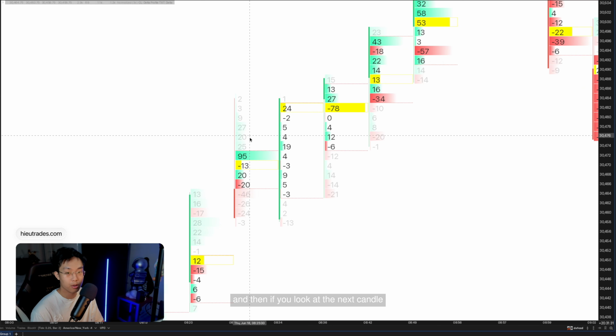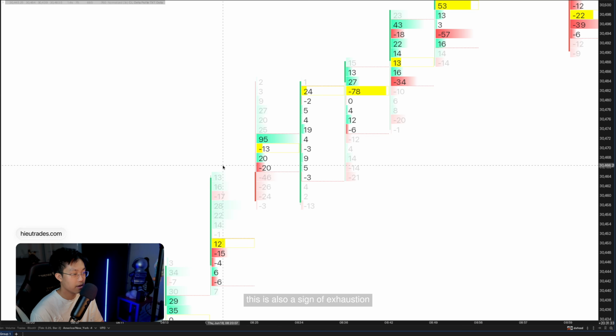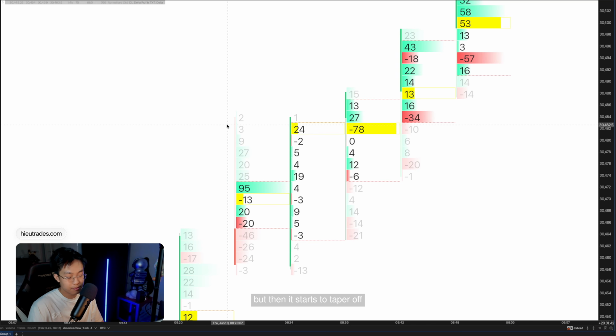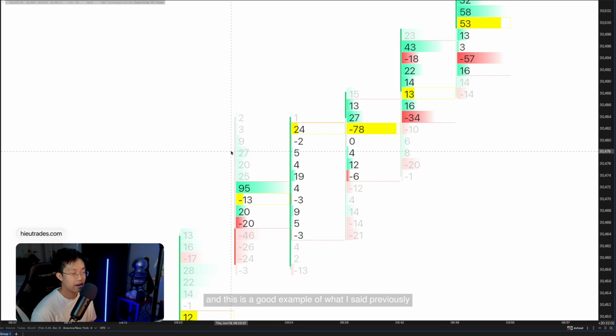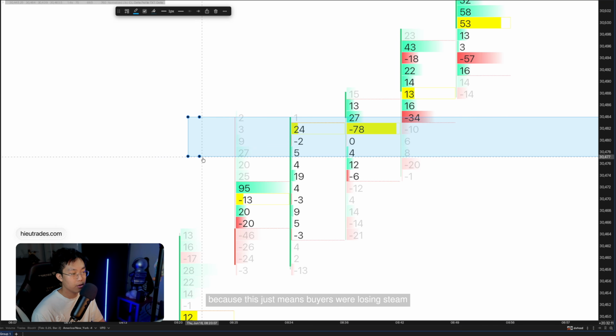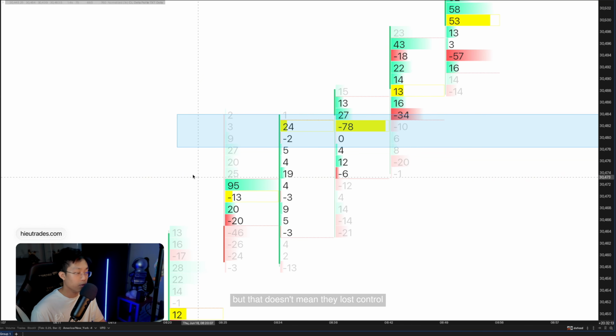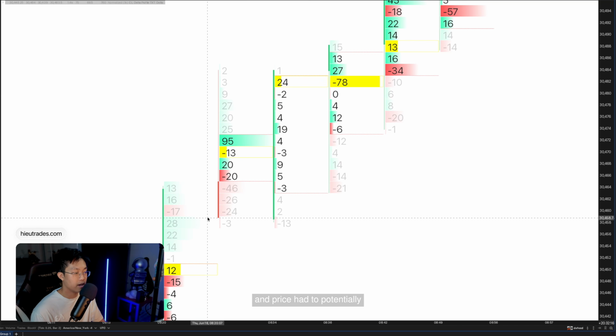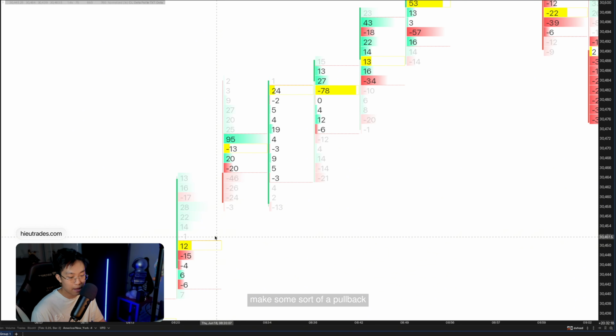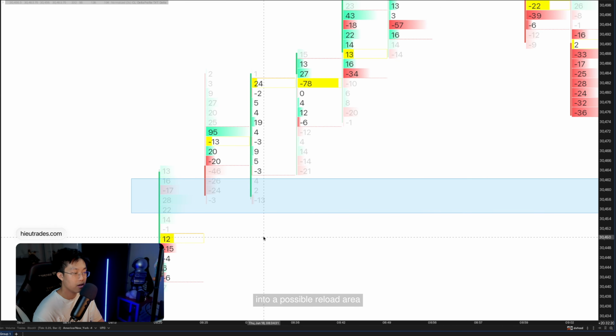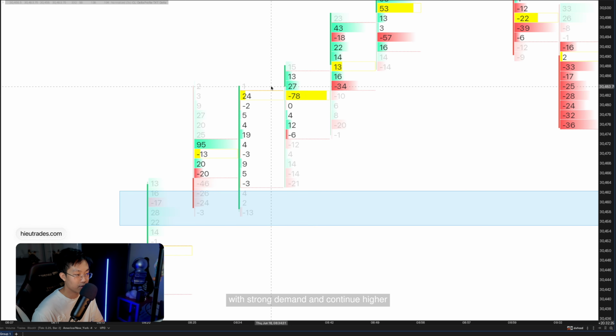And then if you look at the next candle, this is also a sign of exhaustion because you have a lot of aggressive buying here, but then it starts to taper off at the high of this candle. This is a good example of what I said previously, when I said exhaustion typically isn't enough to define a reversal. Because this just means buyers were losing steam, but that doesn't mean they lost control. They were just losing steam, and price had to potentially make some sort of pullback into a possible reload area where aggressive buyers are able to step back in again with strong demand and continue higher.